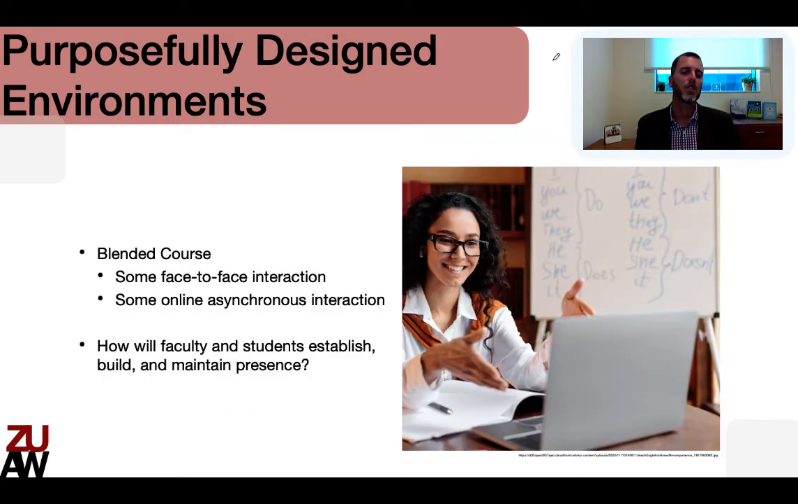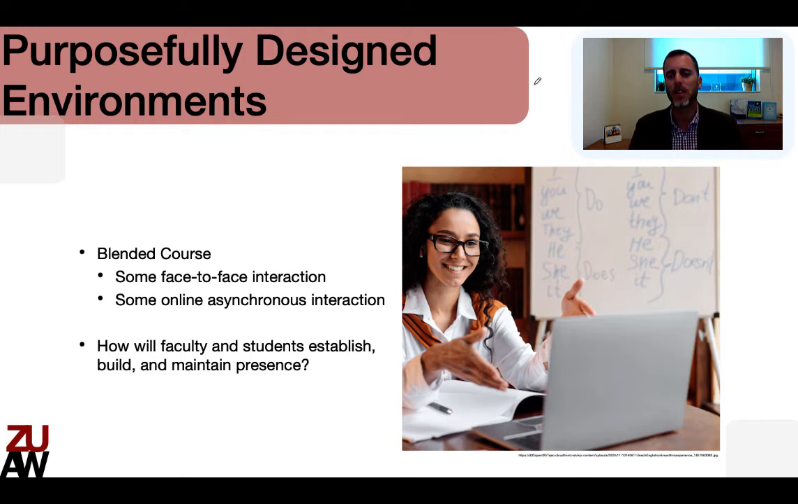Now let's turn our attention to blended. If we purposely design towards a blended course and environment, then there's going to be some face-to-face interaction, and this is likely going to be on campus. Otherwise, it would just be an online course. So there must be some on-campus involvement within a traditional blended course. However, there will be times in which the students work asynchronously online. So there's a mix of both. Within a blended environment, how will faculty and students establish, build, and maintain presence?